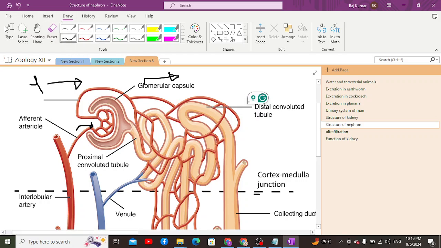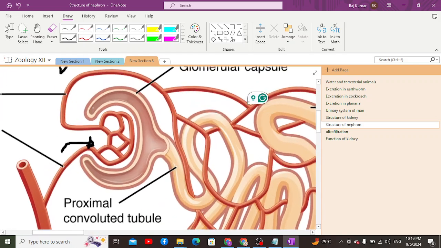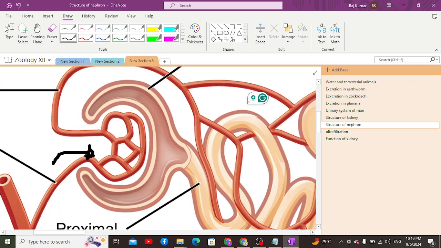On the other hand, if we talk about the structure of Bowman's capsule, it is basically lined with special types of cells. The glomerulus is lined with special types of cells which we call the podocytes. What is the function of podocytes? Podocytes are basically cells which have pseudopodia, due to which they are named podocyte cells.